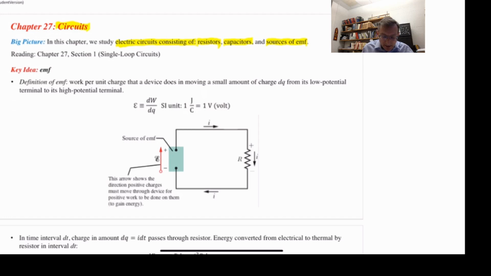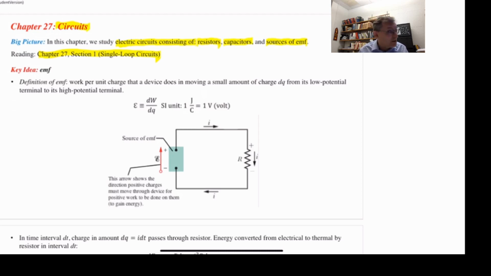So this video is about Chapter 27, Section 1, studying what are called single loop circuits. We're going to start with the simplest possible kind of circuit and build up from there. And so what we really have to do first, before we can even really analyze a single loop circuit, is define this newest member of the family of circuit elements.